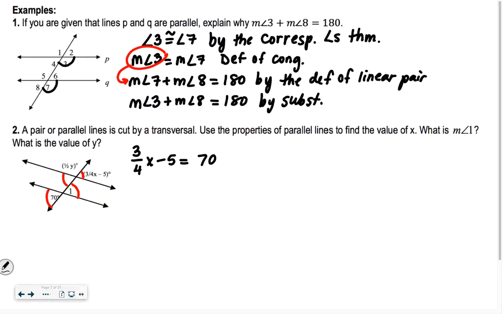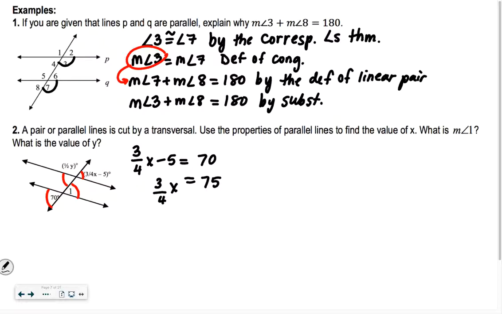And then we solve it out. So I'm going to add the 5 over, so I get 3/4 x equals 75. And some of you have your fraction phobia. You get so scared when you see this. You bust out your calculators. You change it to 0.75. You don't have to. Yeah? 70 because it's over here. So 3/4 x minus 5 equals 70. So don't bust out your calculator. Don't change it to decimals. You guys are smarter than that.